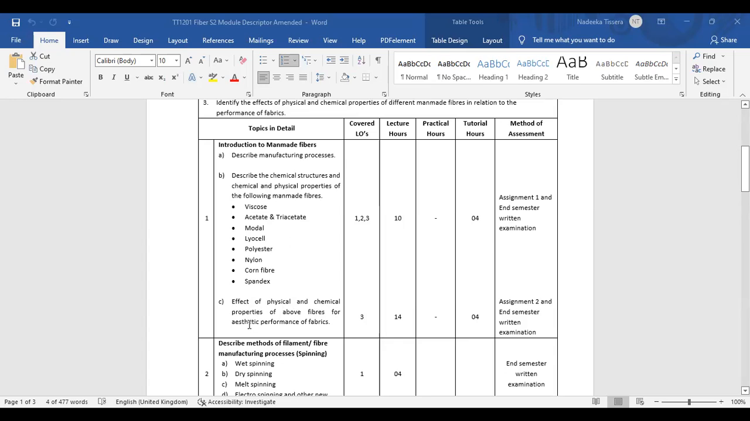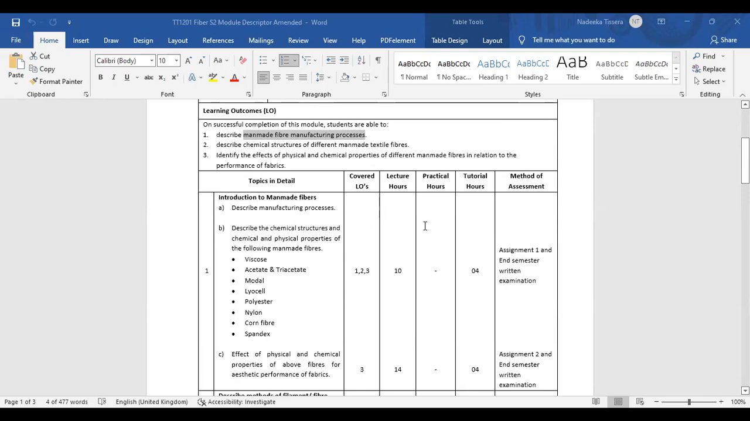Aesthetic performance could be the color, the drapability, how it feels in the hand, all those things we are going to cover. That is the contribution of the physical and chemical structures of these fibers towards the aesthetic performance of the fabric. Under this subtopic, we are going to cover learning outcomes 1, 2, and 3.